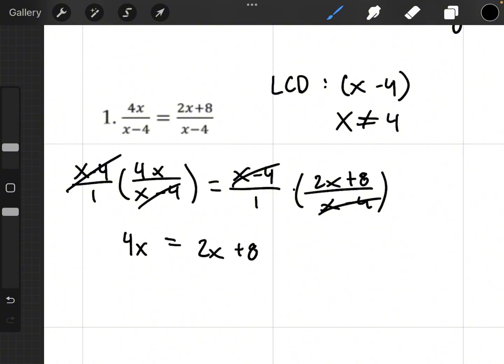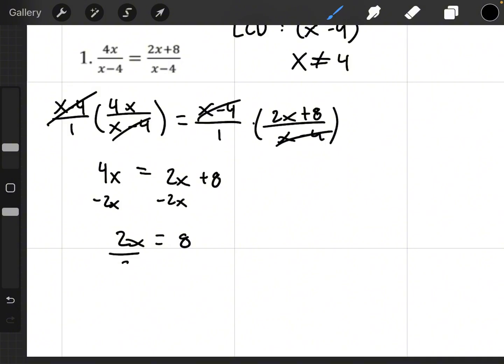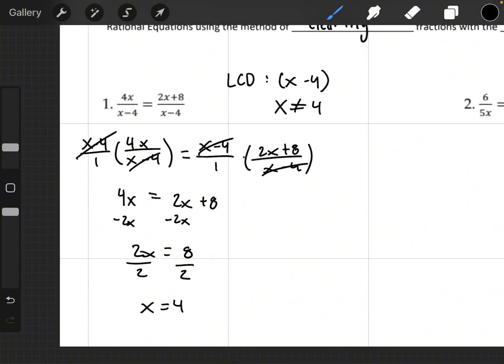We'll subtract this 2x on both sides. So now we have 2x equals 8. Divide both sides by 2. X equals 4. But our excluded value says that x cannot equal 4, therefore this doesn't work and we have no solution.